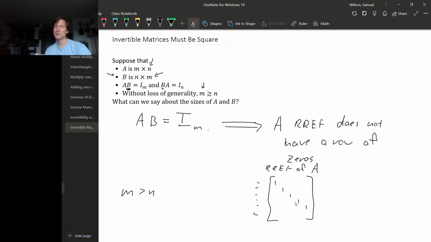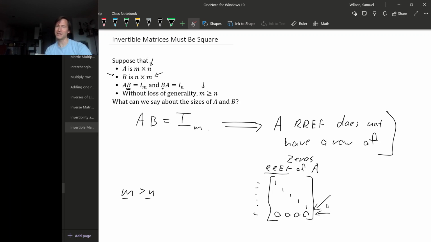You can't have more leading ones than you have columns, because that's one of the requirements of reduced row echelon form. But if there are more rows than columns, then when you've used up all the columns with leading ones, there are still more rows. And everything below a leading one in reduced row echelon form has to be a zero. So that means there would be a row of zeros. So if m is strictly bigger than n, the reduced row echelon form for A has to have a row of zeros. But according to that argument in the previous video, we know that this can't happen.